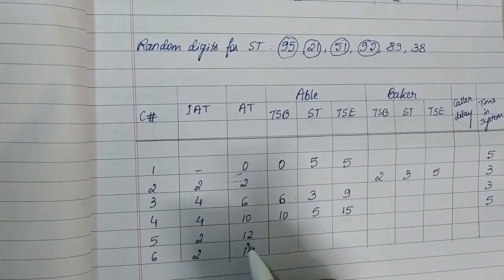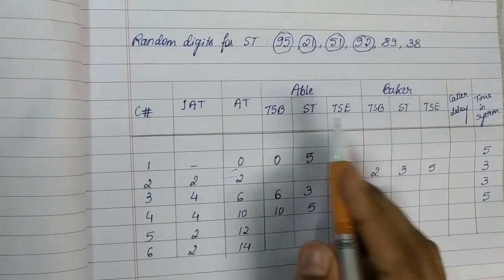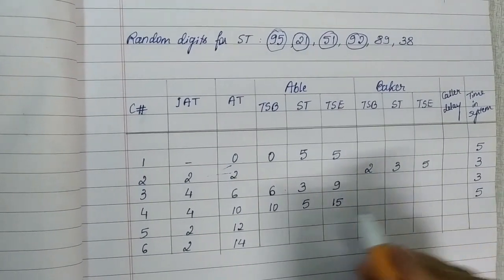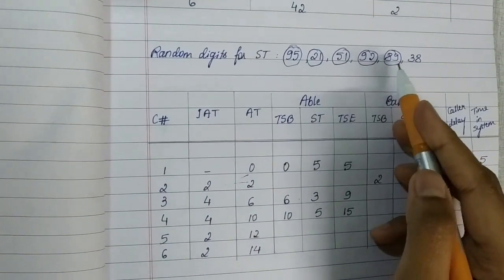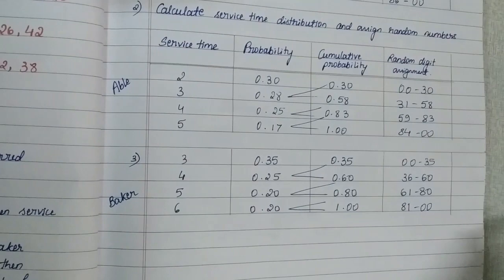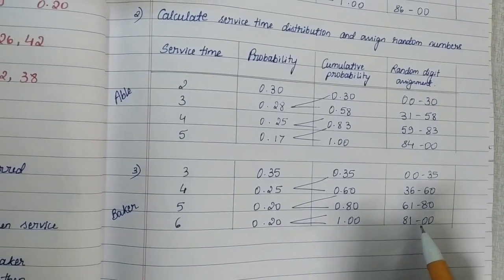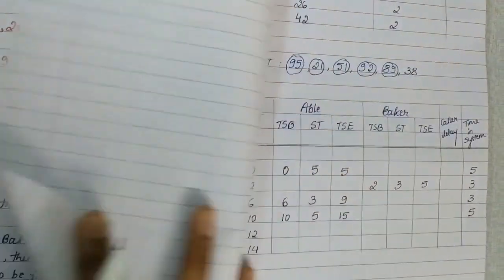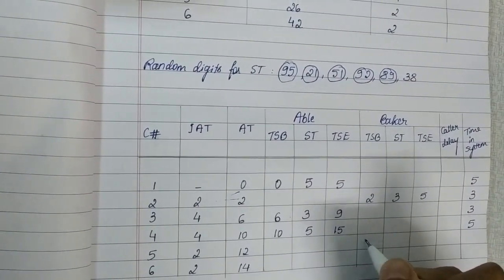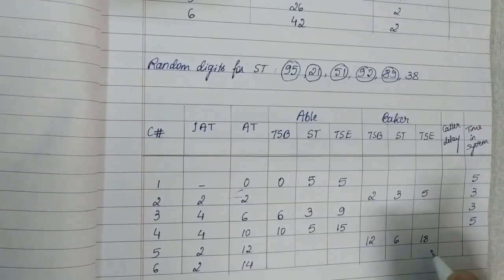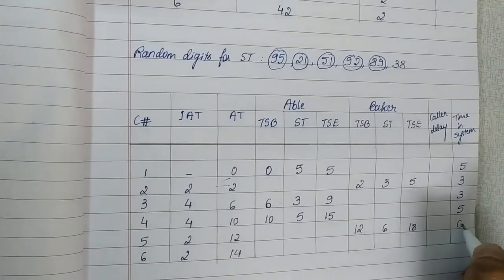The next customer arrives at 12. He sees that Abel is busy and Baker is free, so he goes to Baker. The next search is for 89 and its range. In Baker's table, 89 lies here, so the service time is 6. Time service begins at 12, service time is 6, it ends at 18. Time in system is 6.